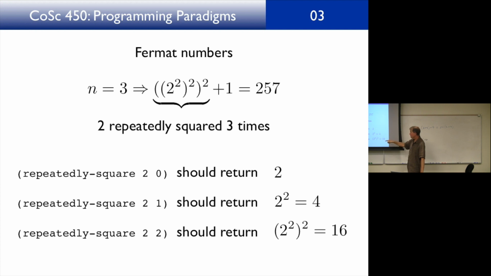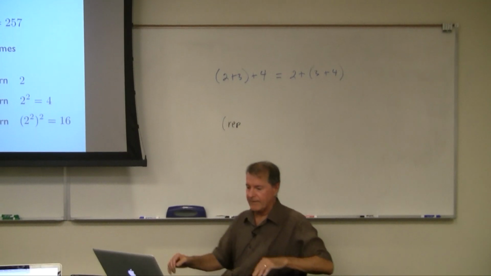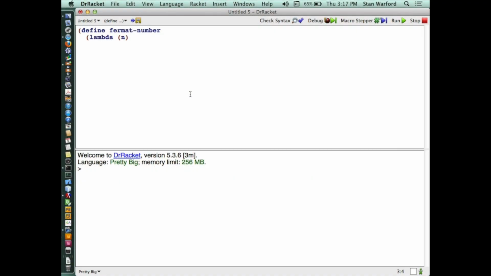Repeatedly square 2, 2 should return 2 squared, should return 16. So how many parameters does repeatedly square have? It has 2 parameters. And so what do we have to give? What should we give repeatedly square? 2. Yes. Okay, so what do we call here?